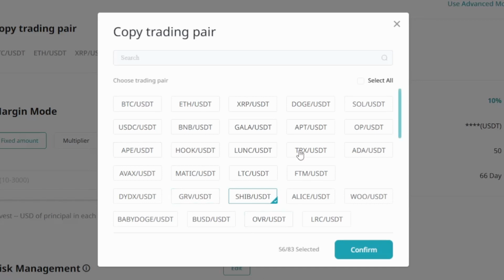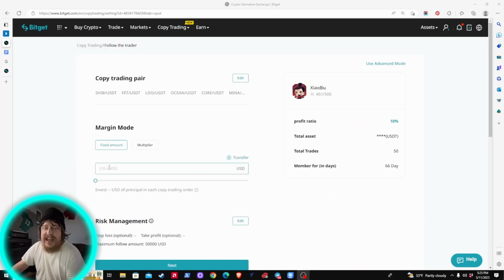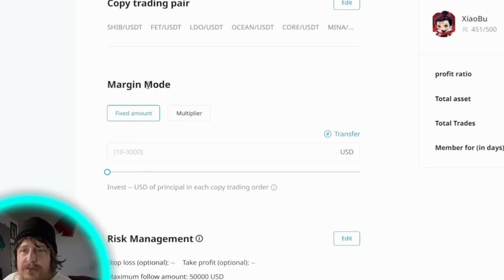So once you've decided which coins, or multiple coins, you want to follow, you can go ahead and get those clicked and then click confirm. The next section down is a pretty important one where it says margin mode. You can go with a fixed amount, which is what I would suggest, or multiplier.